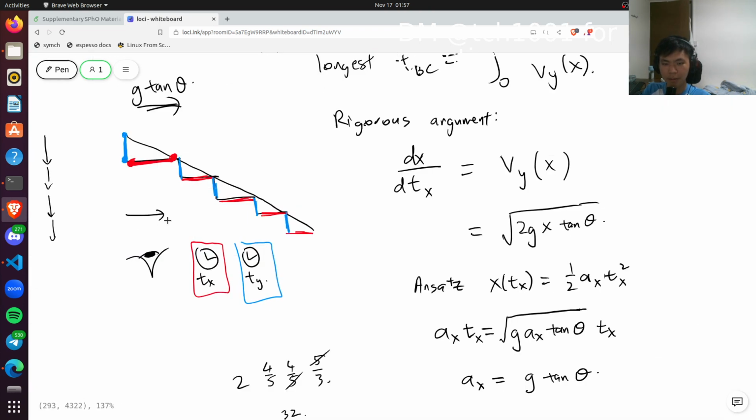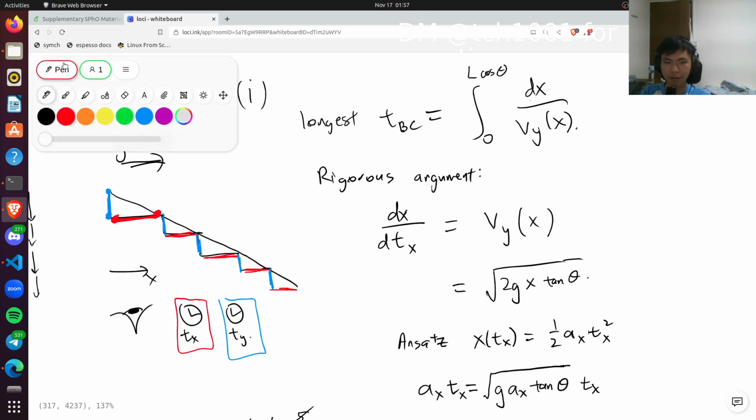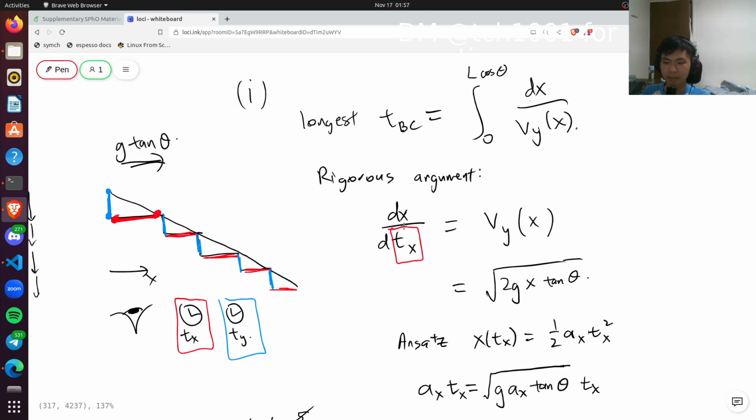Once again, establish a coordinate system such that x is moving to the right, rightward positive. Then if I look at the longest time TBC, it looks something like that. Namely, this integral form can be rewritten as this differential form, or rather, this derivative form, differential equation form. So we're going to see that this is dx over dtx, tx being the horizontal time, as in red. dx over dtx is equal to this. This is just a rearrangement from the above equation.